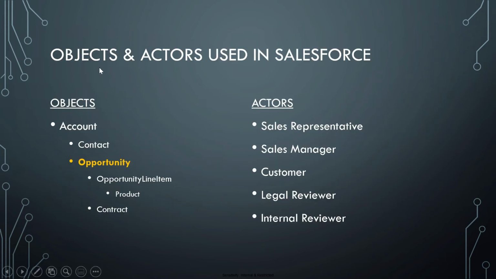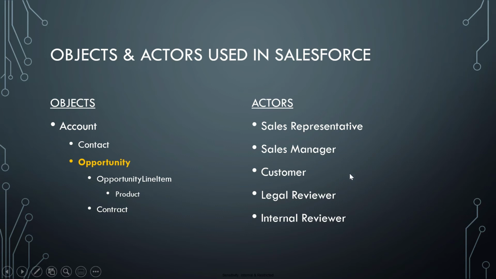These are the objects and actors used in our project. Account, the basic account, and the contacts of the accounts, and opportunity. And in opportunity, line items and the contracts are being used. Contract is the object which will represent the documents. Each record of contract will represent the single document of its opportunity.